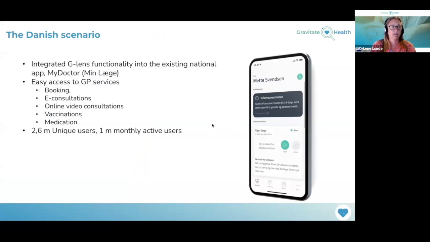So first, I will tell you a little bit about the Danish scenario. In Denmark, they have integrated the GeneLens functionality into My Doctor app, Min Læge. And these tools facilitate seamless access to healthcare services, and it's an existing service. So here you can book appointments, you can do e-consultations, video consultations, get a look at your vaccination records, and also view your medication management. And this app is currently used by 2.6 million unique users and approximately 1 million active users monthly. So this is an app, or functionality, that is in use. Next, please.